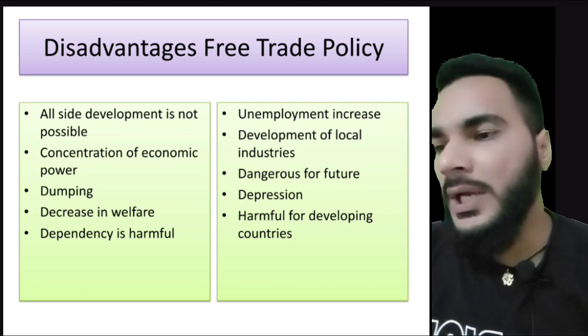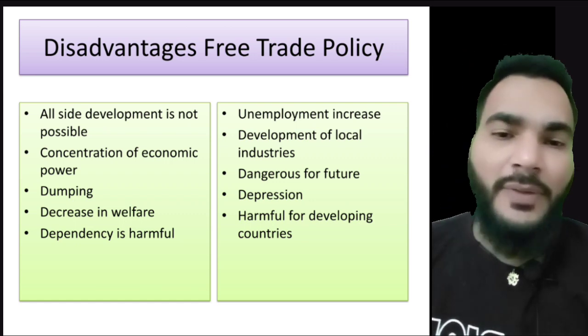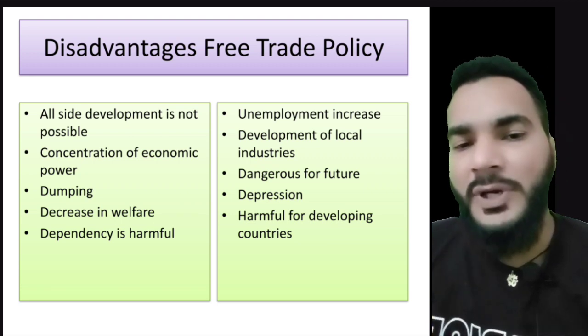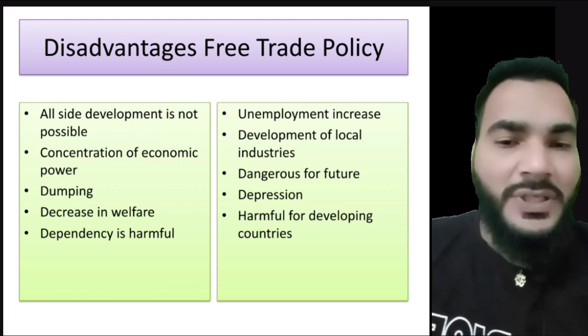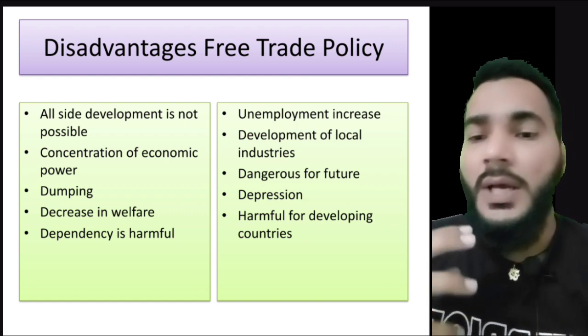Then we have the last one, harmful for developing countries. As we already discussed, it is very harmful for developing countries, because they would not be able to compete with the developed countries. They have good machinery, they have specialized labor, and they have capital as well.